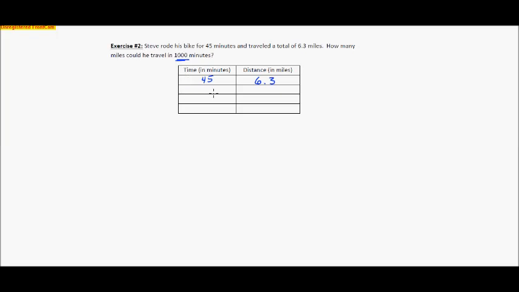Okay, well, again, I could do a similar thing, but here's the problem. If I double this, I go to 90 minutes, well, that's going to double this, and that's going to be 12.6 miles. Alright, and if I double this, what if I go to 180? Well, that's going to double this again, and that's going to be 25.2. Alright, and if I can double this again, that'd be 360, and that's going to be 50.4 miles over here.